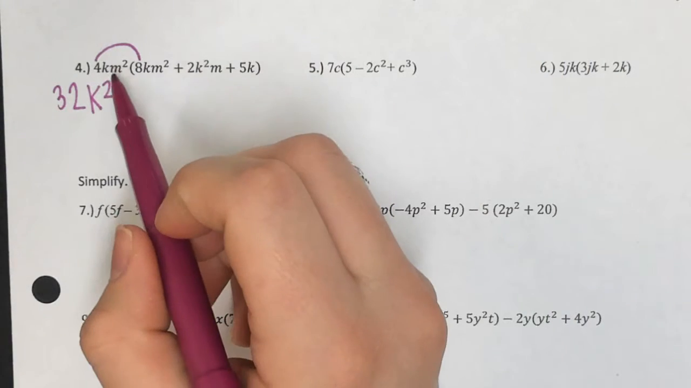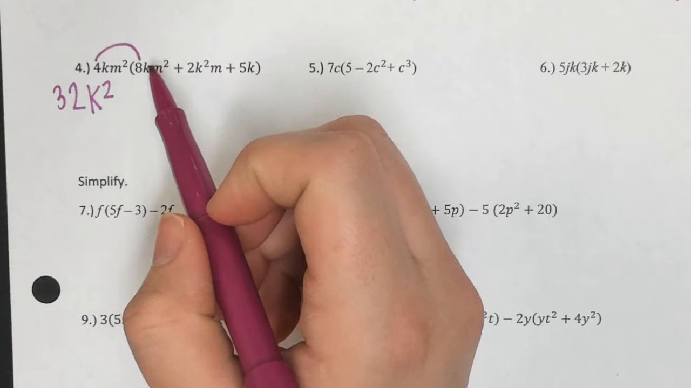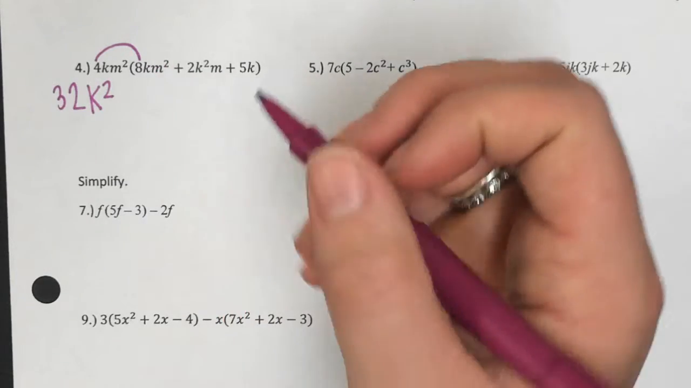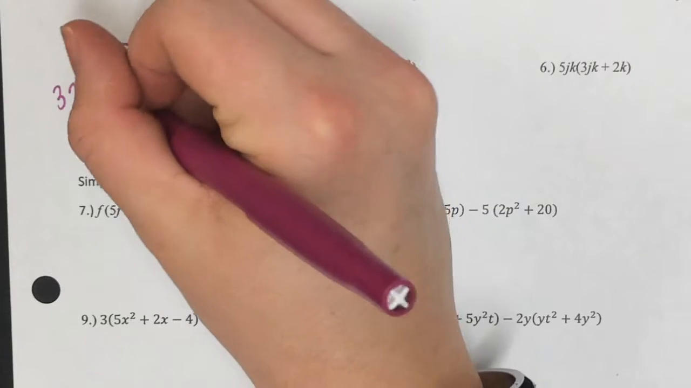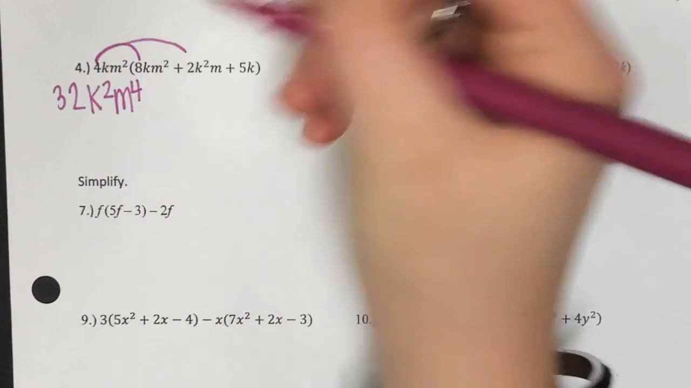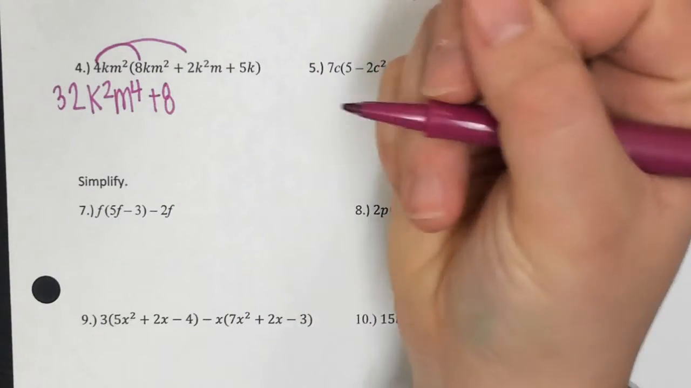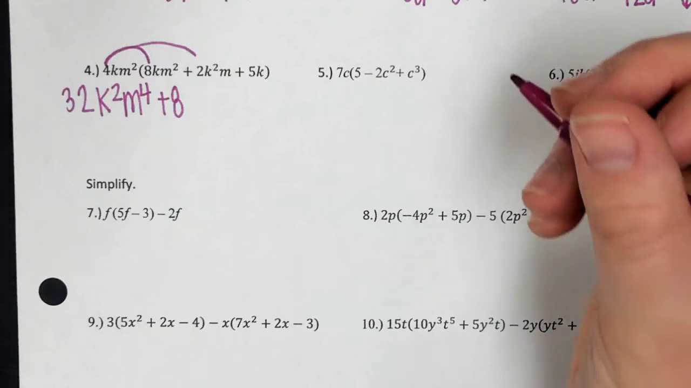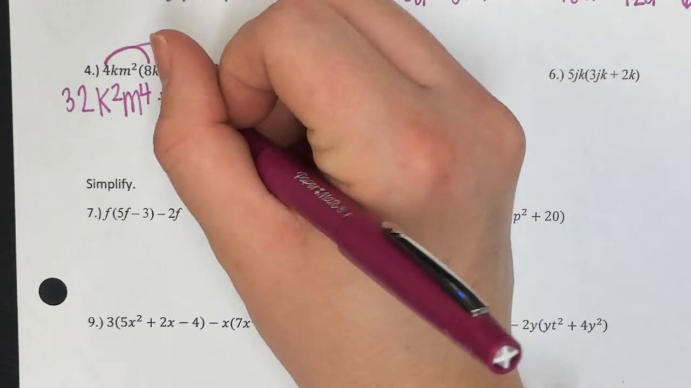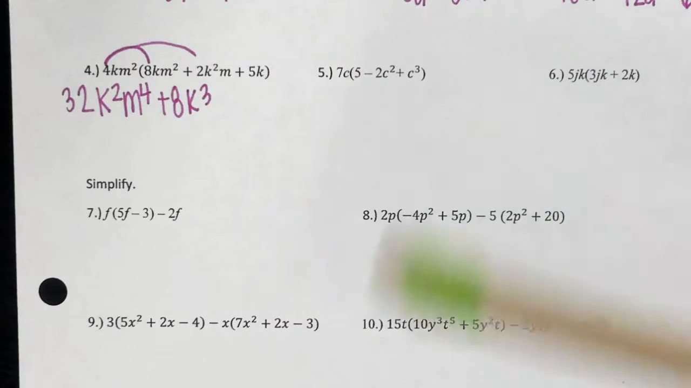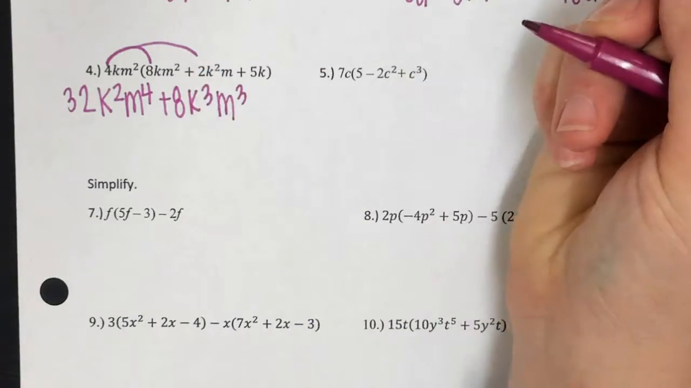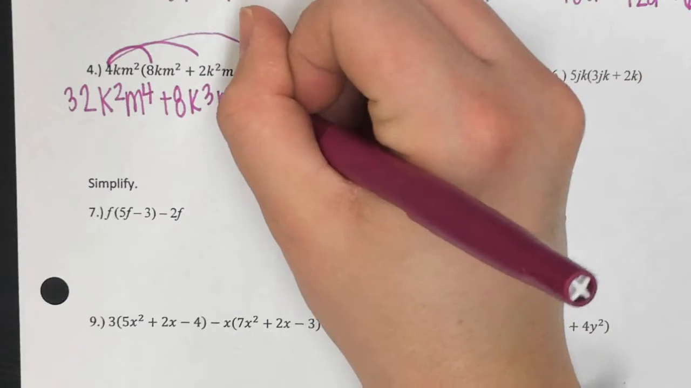What is m squared times m squared? m to the fourth. 4 times 2 is 8. k to the first times k to the second: k times k squared is k to the third. m squared times m is m to the third. 4 times 5 is 20.